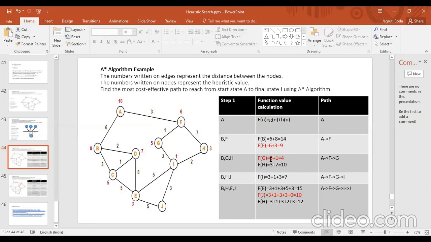3 plus 1 is equal to 4 and 3 plus 7 is equal to 10. Now I have to find which has the minimum value.